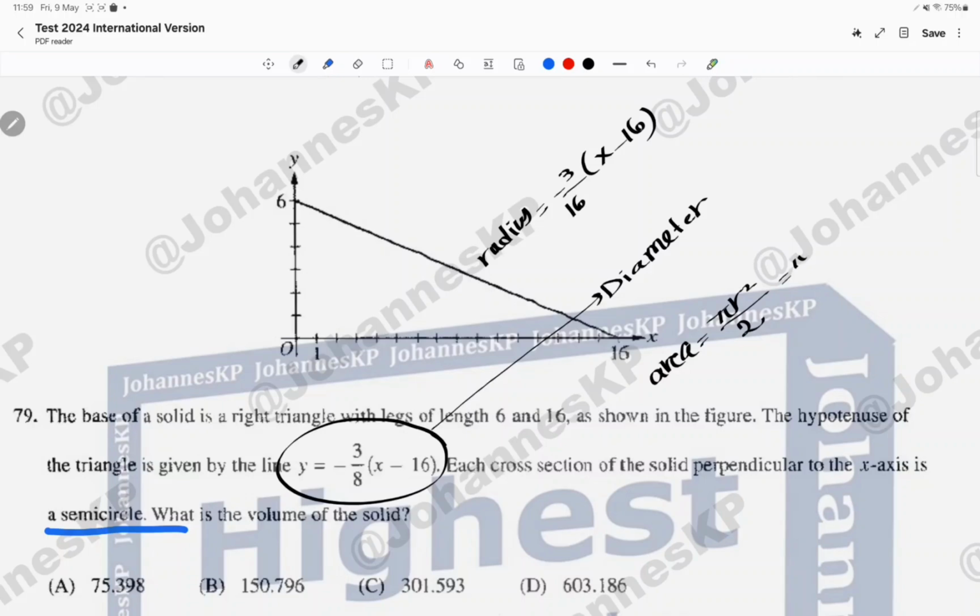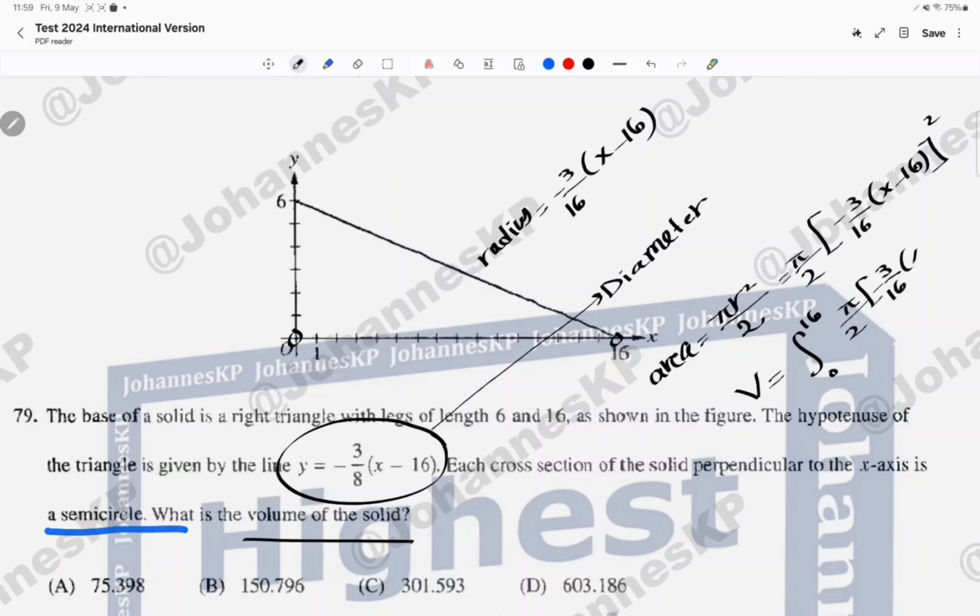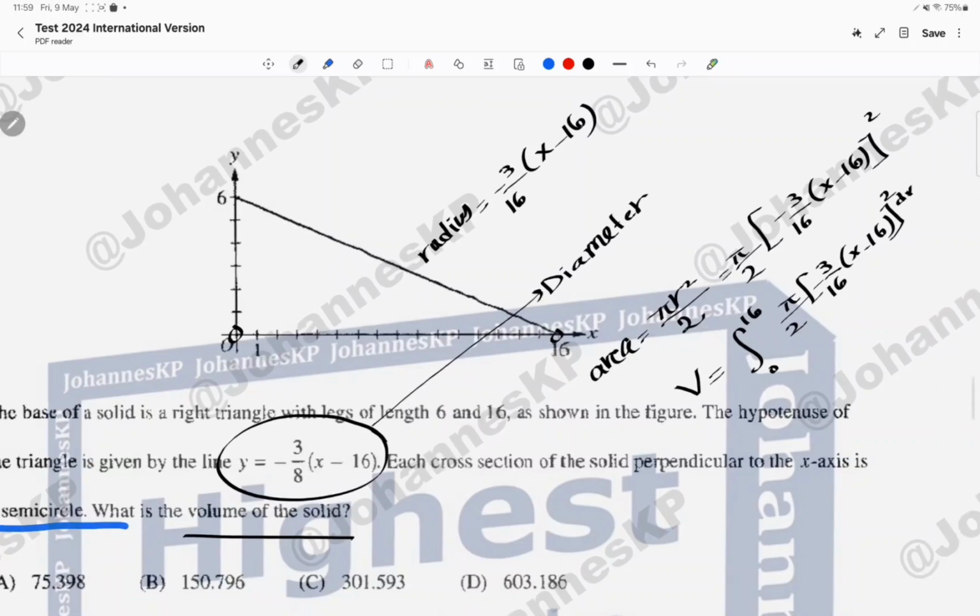And now you'll do pi over 2 r squared. So take this guy and square it. Also, they want the volume. So you're going to say volume is the integral of this guy from 0 to 16. So pi over 2 times negative 3 over 16 x minus 16 squared dx. We should now integrate this guy. Good. Let's go to Desmos.